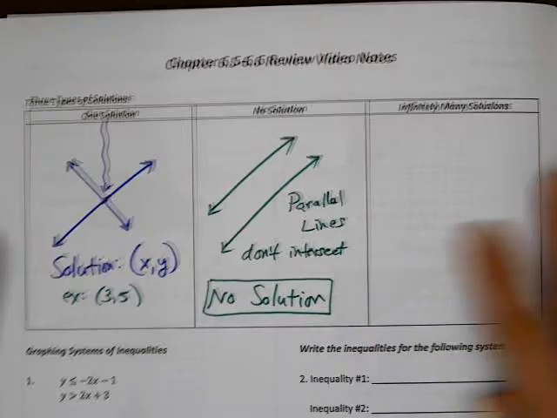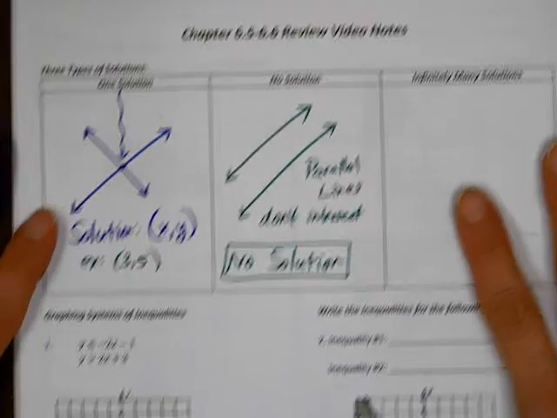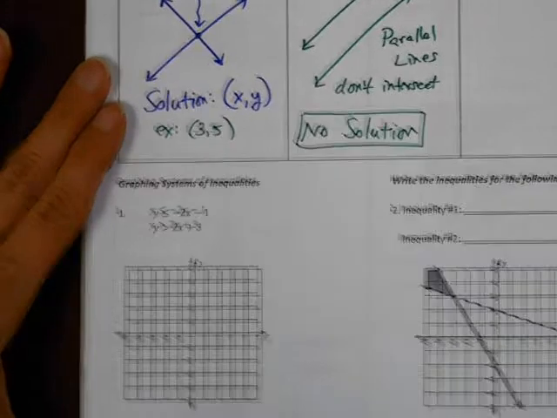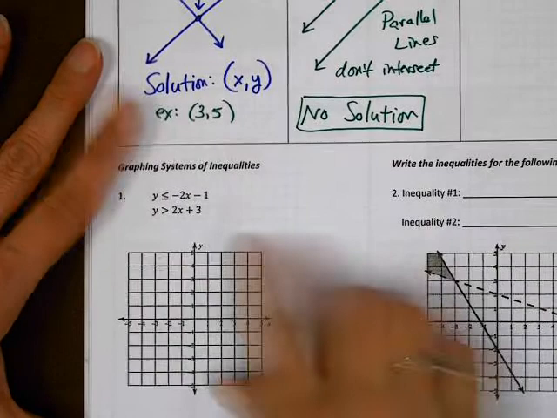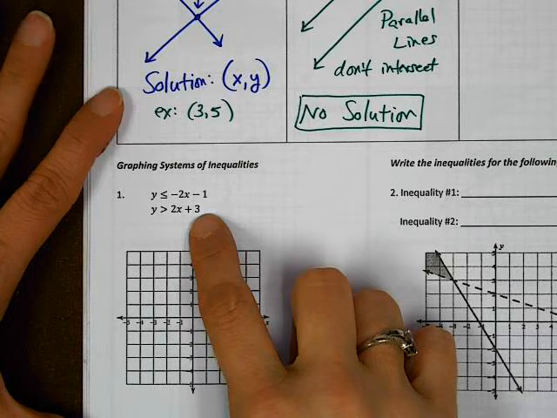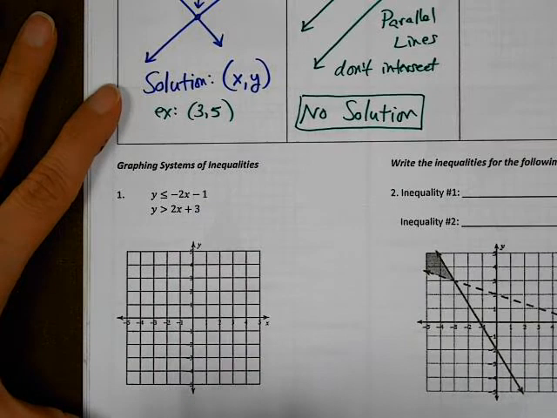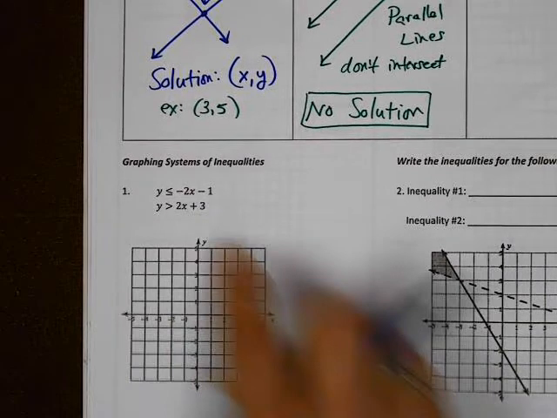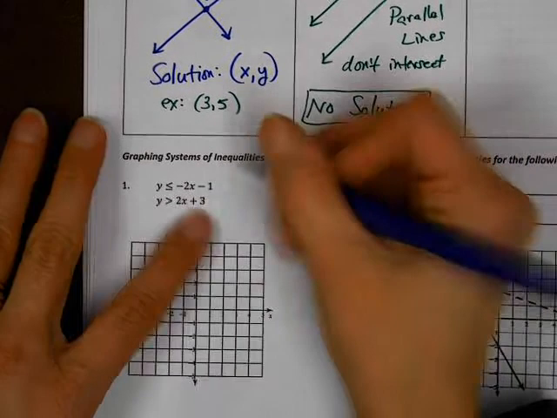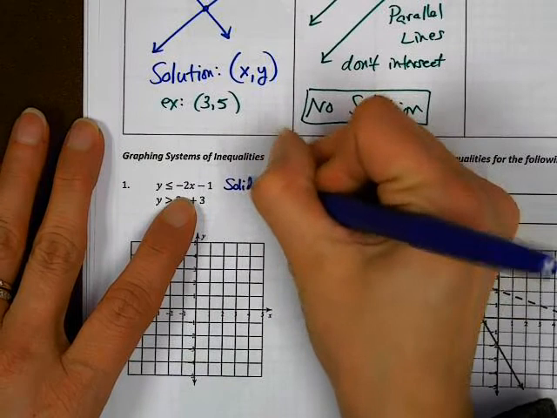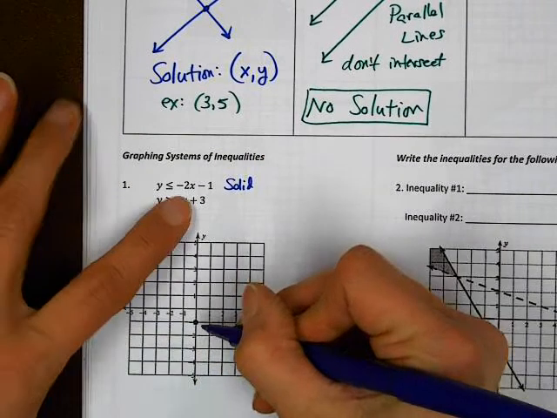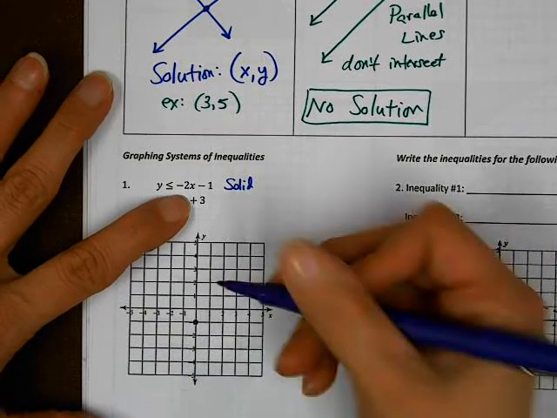There's two things that we did so far with the inequalities. The first one was we graphed. With this, you have to be able to graph two inequalities and find the correct shaded region that they have in common. So this first one I'm going to graph. This is going to be a solid line. The y-intercept is -1, and the slope is -2. That means it's going to be downhill.